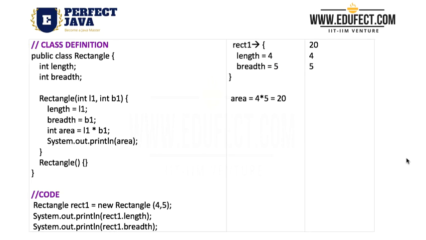So here we have seen two examples where we have defined two constructors in each class. We can even declare more constructors. So we could have a Rectangle constructor which took one int as a parameter also.